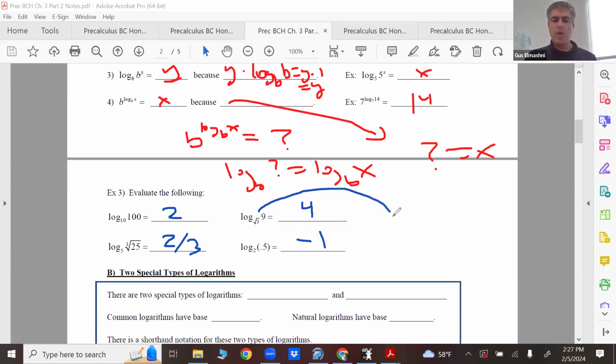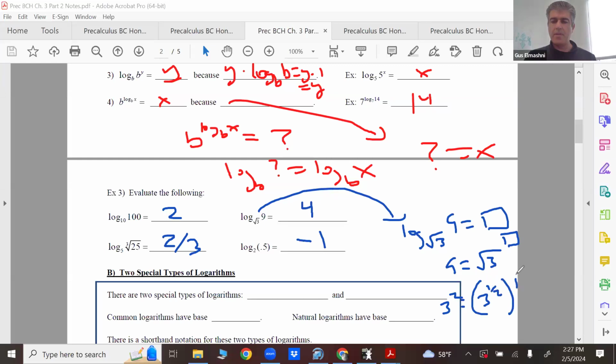Why does this one work? Because log base root 3 of 9 equals, let's say put a box here. So 9 equals root 3 to the box. So 3 squared. See, I put a 4 there to make that work. Okay, questions? No? Okay.